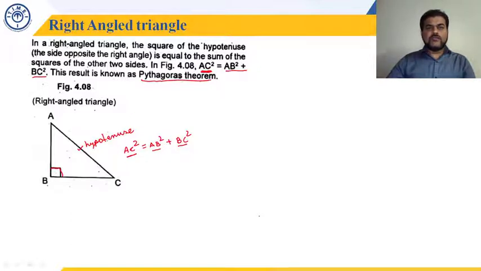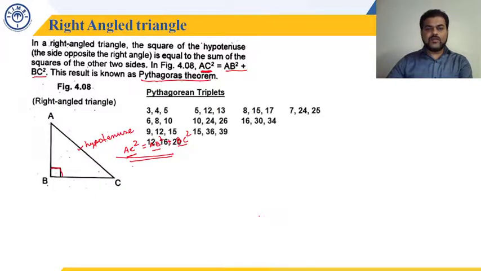It means if you see that in any triangle there are three sides, and the square of the longest side is equal to the sum of squares of the other two sides, then that triangle must be a right angle triangle. So if it is a right angle triangle, Pythagoras theorem will be satisfied. In any triangle, if the sides satisfy Pythagoras theorem, then the triangle must be a right angle triangle. Okay. Now let us look at what are Pythagorean triplets.